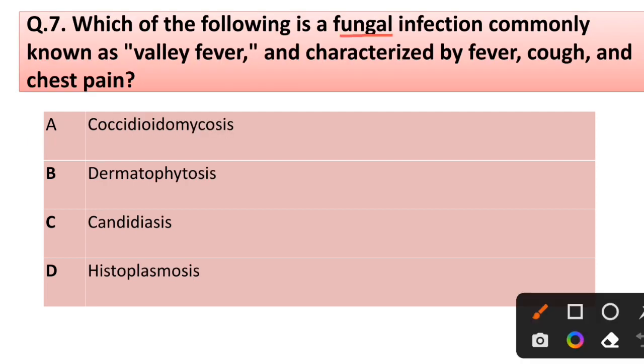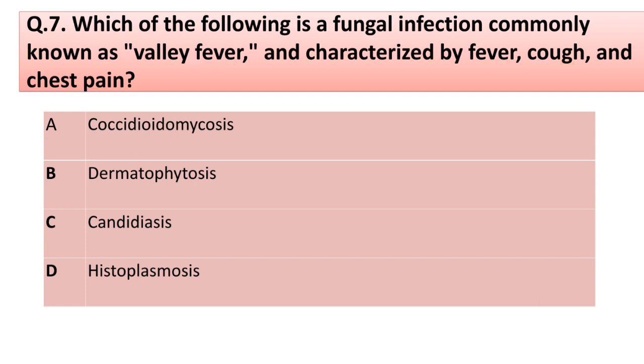Question number 7. Which of the following is a fungal infection commonly known as valley fever and characterized by fever, cough and chest pain? Coccidioidomycosis, dermatophytosis, candidiasis, histoplasmosis. Correct answer is option A, coccidioidomycosis.